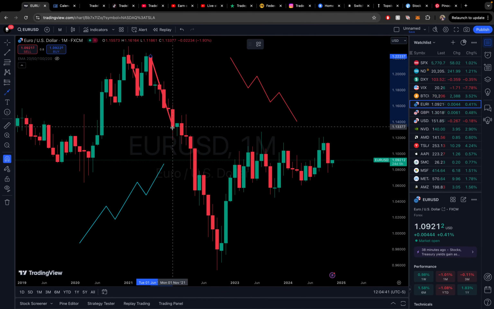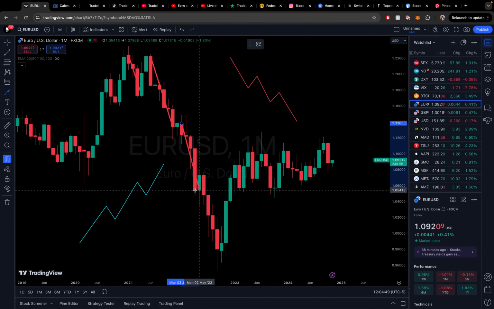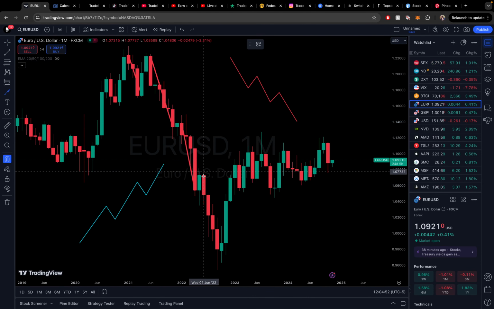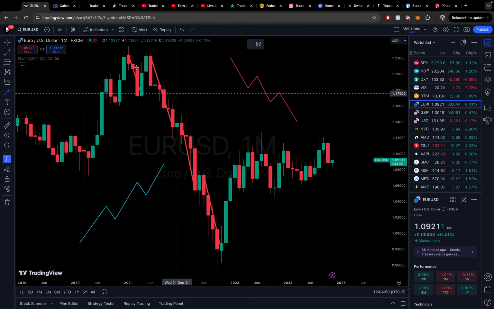Lower low, and then lower low. I know I'm doing this slow, guys, but I'm doing it on purpose for people to really understand the intricacies of this. And lower low. And then we have the correction. So we have the impulsive moves.